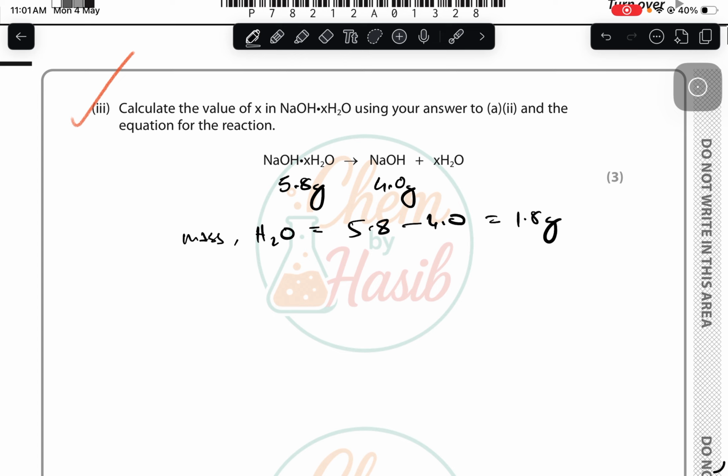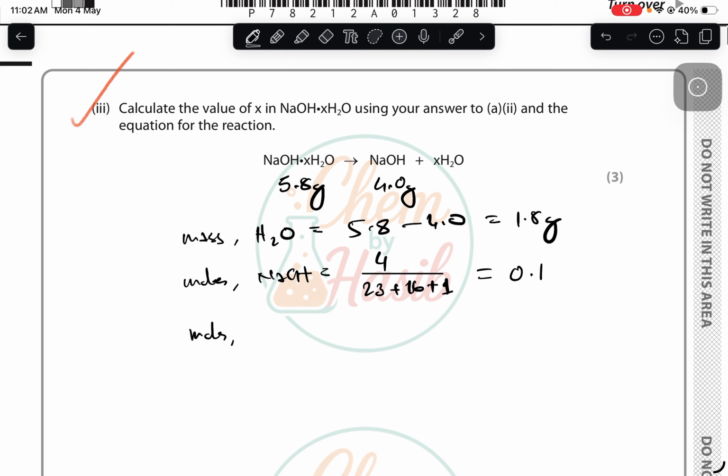Okay. Then we find the moles of sodium hydroxide. Moles of sodium hydroxide would be mass divided by the molar mass. The molar mass of sodium hydroxide is 40. Sodium is 23, oxygen is 16, hydrogen is 1, so the total comes out to be 40. So 4 divided by 40 is equal to 0.1 mole, right?